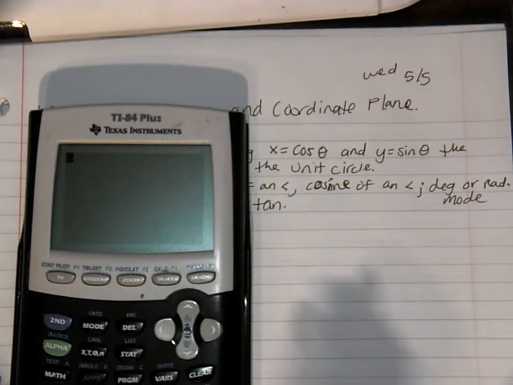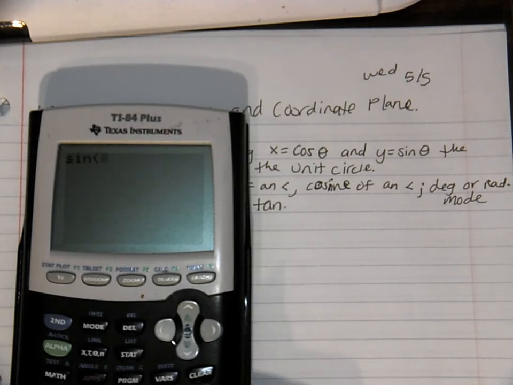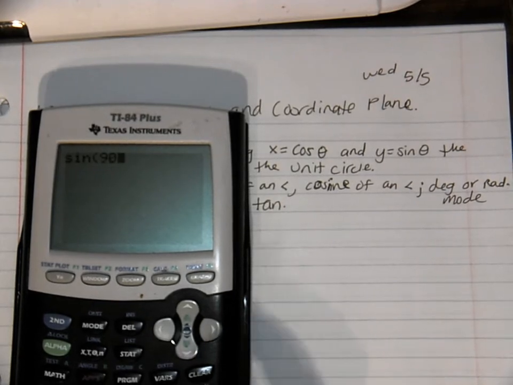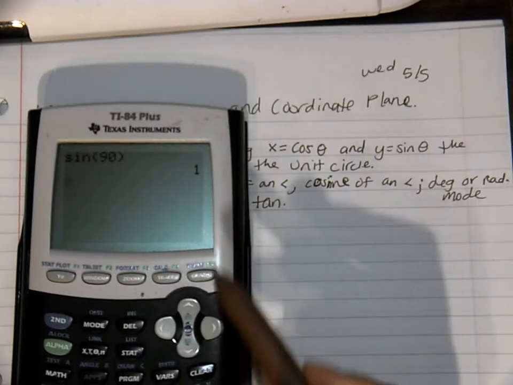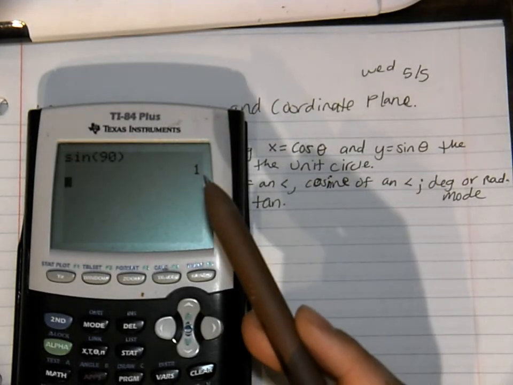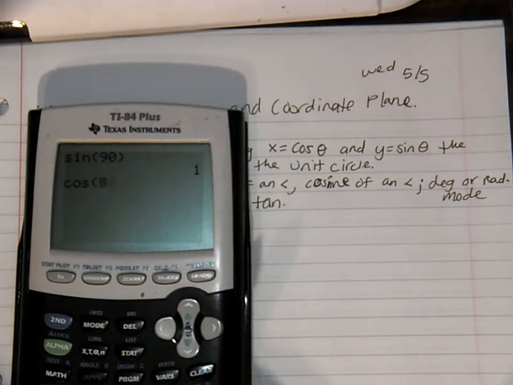Once I hit clear, I'm back to my main page, and I can find the sine or cosine of something. So for example, say I want to know what the sine of 90 degrees is, which we know on the unit circle is straight up on the y-axis. And notice I get 1 for an answer, which makes sense because my radius is 1 in a unit circle. I could do the same thing for cosine of 90.